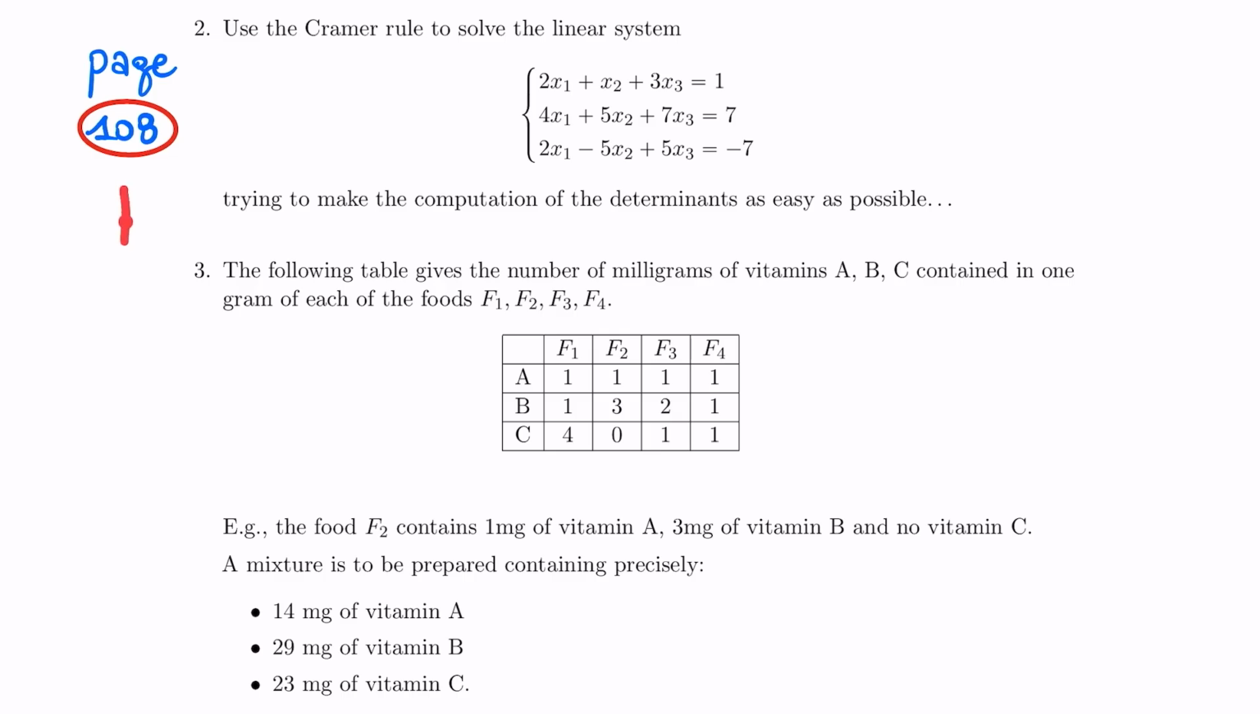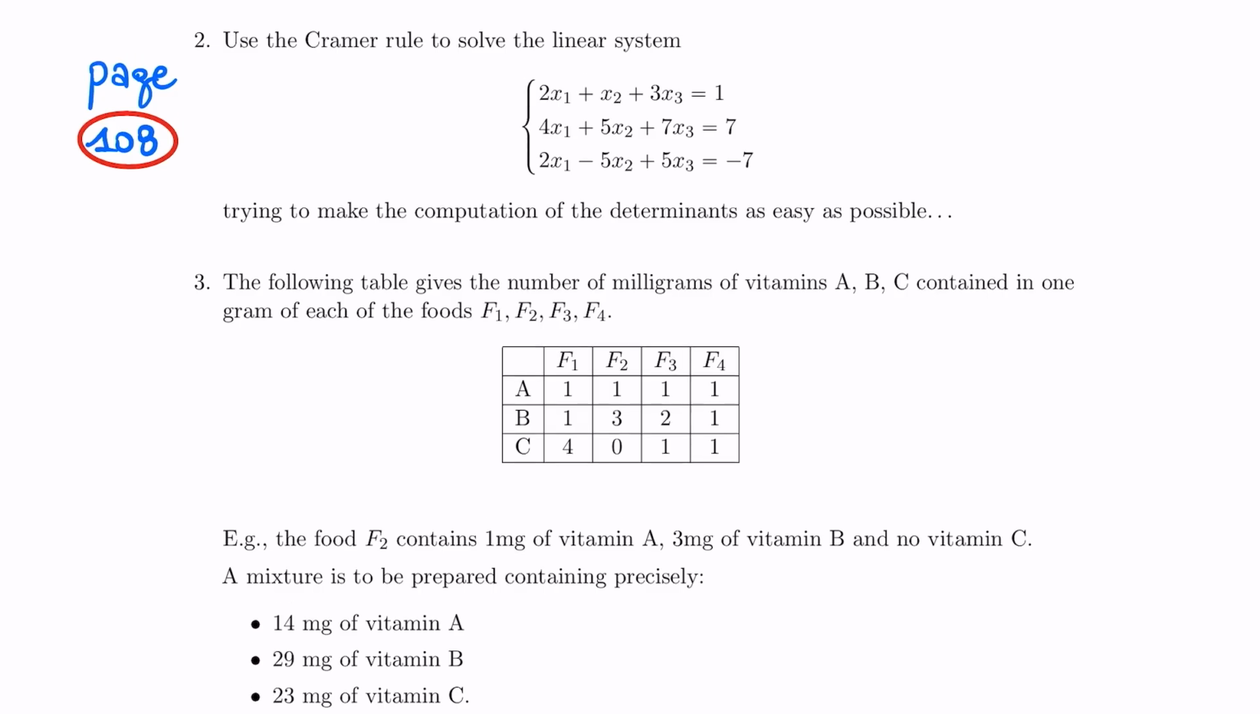Let's now go to page 108, in which we see an exercise dedicated to the use of Cramer's rule. The idea is to try to make the computations of the determinants as easy as possible. In order to do that, what you have to do is apply E1 transformations to the matrices that you will encounter. The reasons underlying this hint are two.